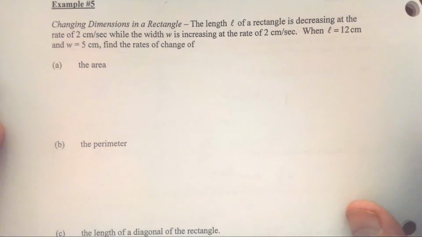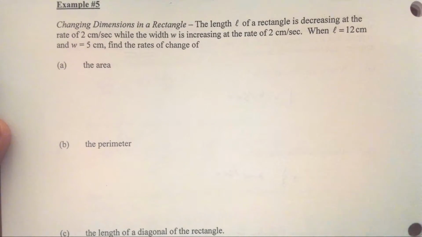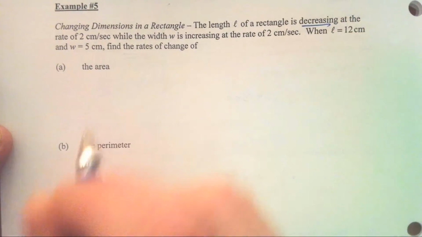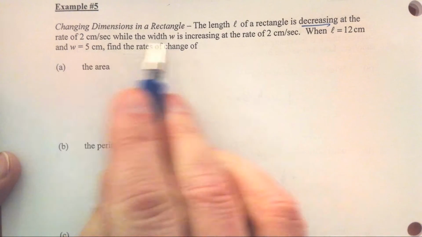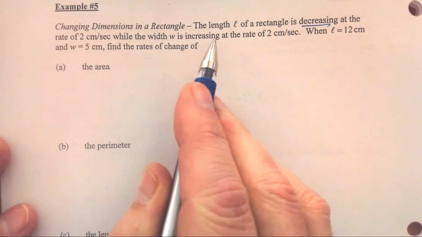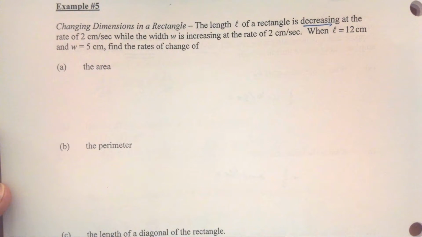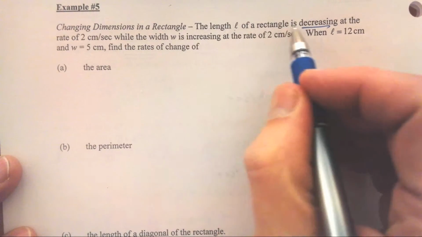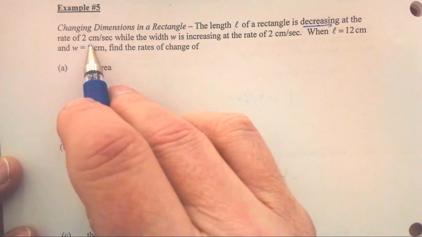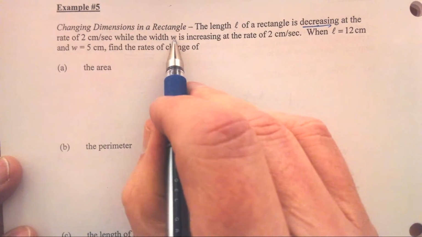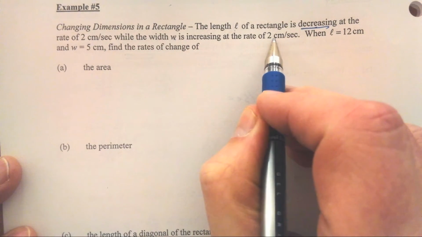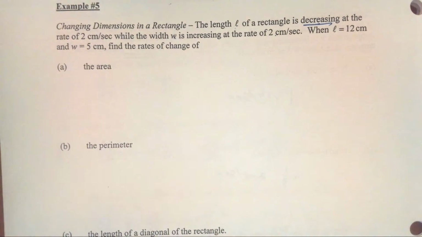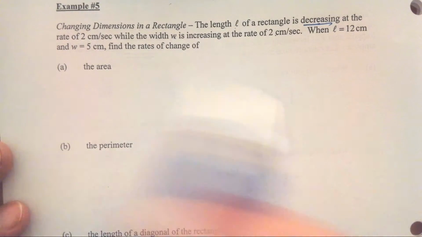Okay, let's take a look. Changing dimensions of a rectangle. The length of a rectangle is decreasing at a rate of 2 centimeters per second. The width is increasing at a rate of 2 centimeters per second. So what are they telling us here? They are telling us that dl dt is negative 2. dw dt is positive 2. They give us a length, they give us a width. Find the rates of change of the area.